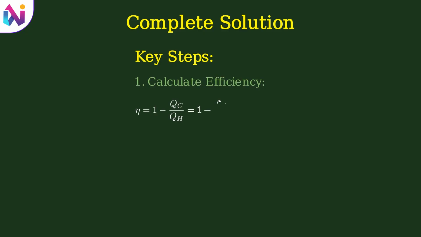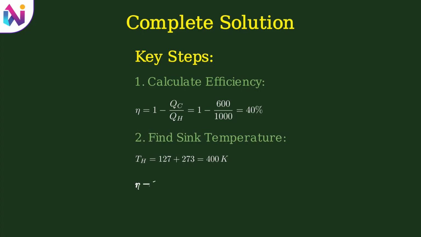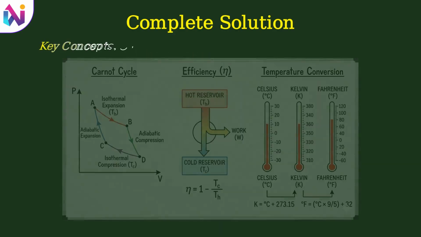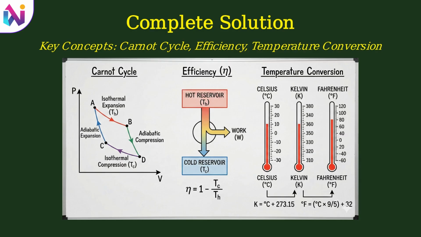Let's review our key steps one more time. Step 1, we calculated efficiency using QH and QC. Step 2, we used the Carnot efficiency formula to find the sink temperature. This problem tests your understanding of Carnot cycles, efficiency calculations, and temperature conversions.